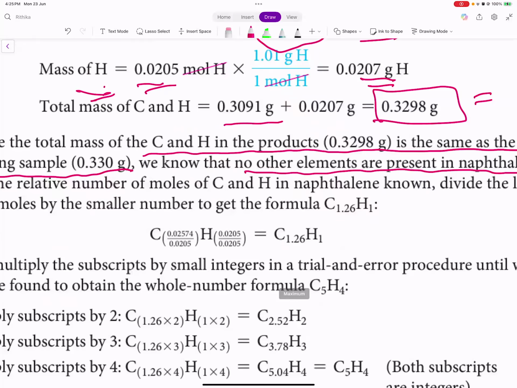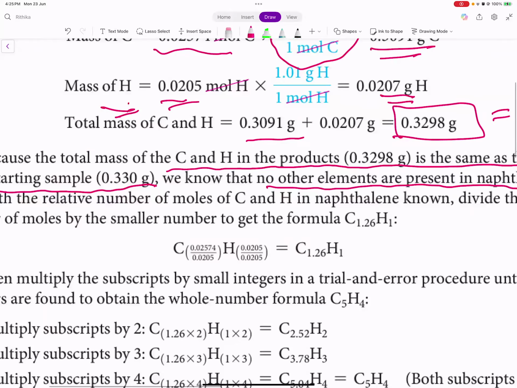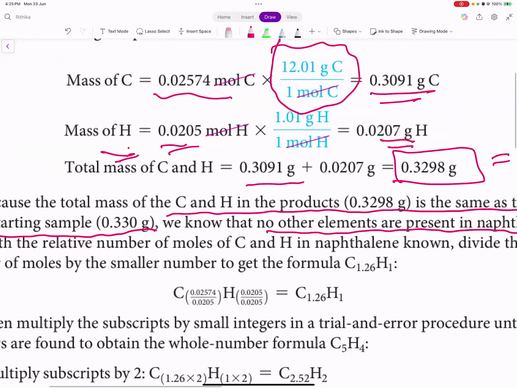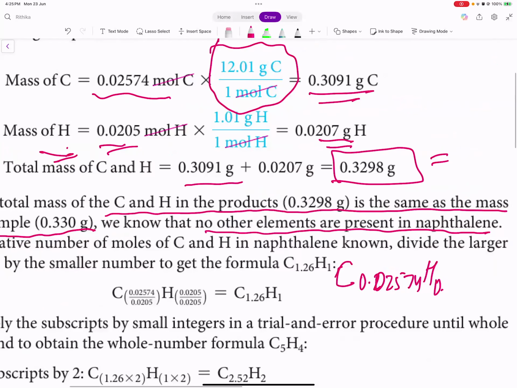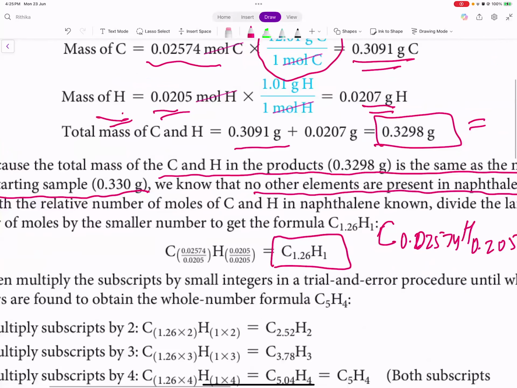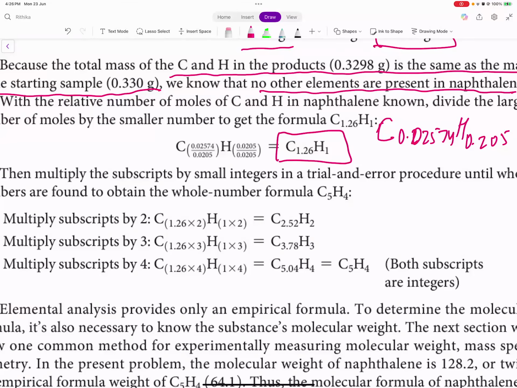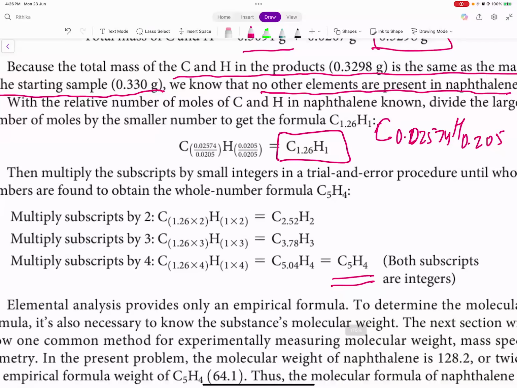I know the moles of carbon, which is 0.02574. I know the moles of hydrogen, which is 0.0205. I divide by the smallest number and I get this. And then I start multiplying by it until finally we get integers. And this is the empirical formula.